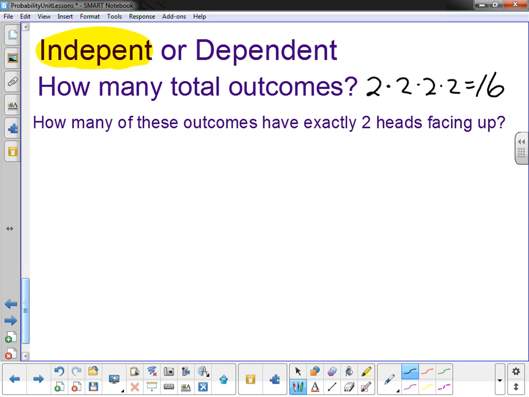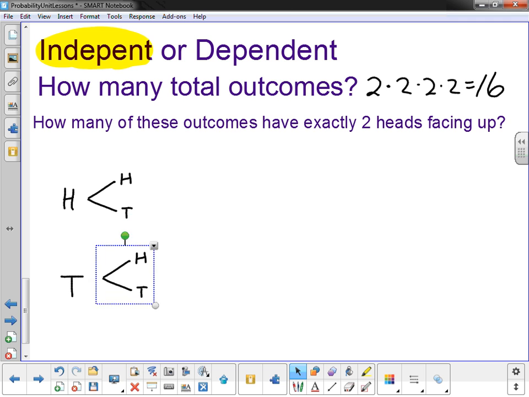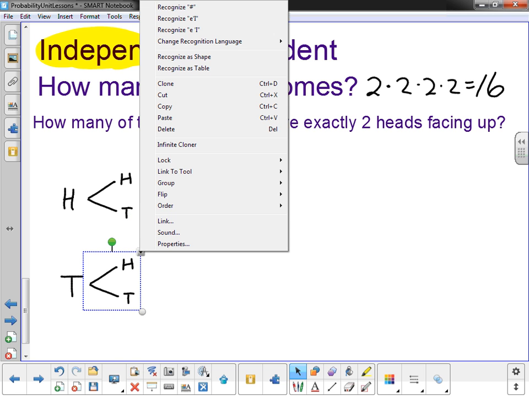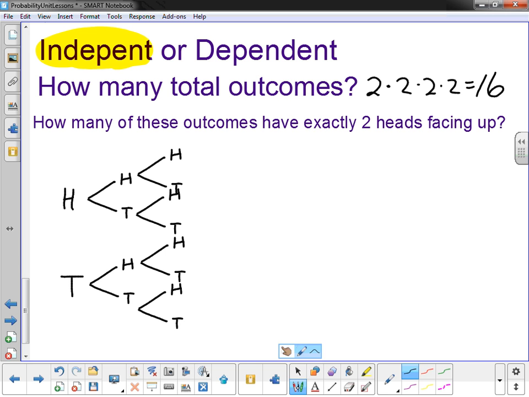And I'm going to make this tree run left to right instead of up and down. So I have 2 options. I have a head or a tail option. That's what's going to happen. Now from this head or tail option, I have a head or a tail option for the first coin. So now I'm going to clone that and put it down here. I'm going to make that an infinite cloner, so this will work much faster.